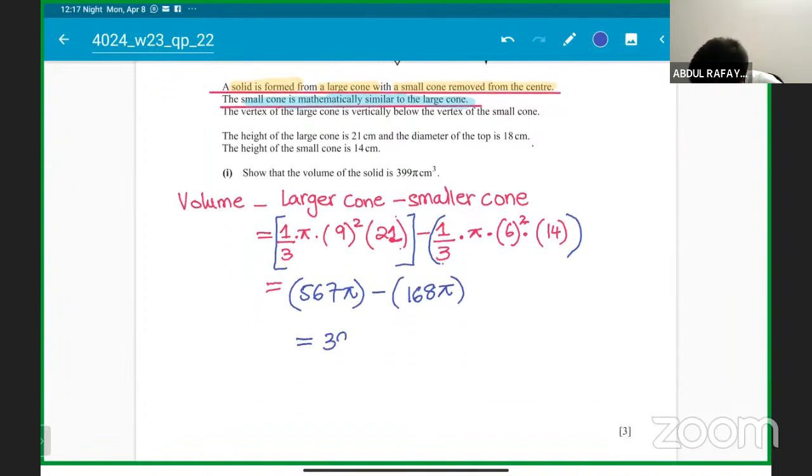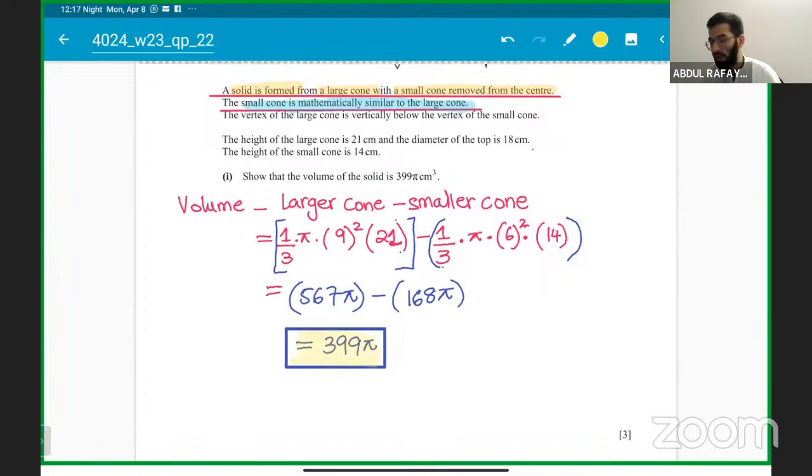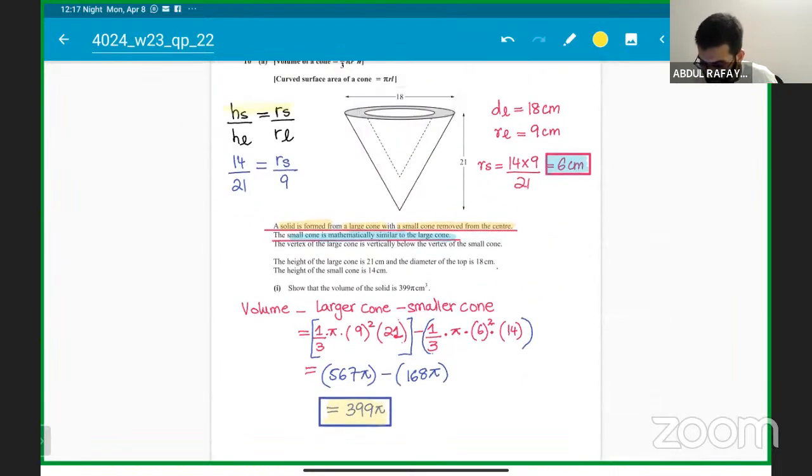Alhamdulillah, it's matching the correct answer. 399 pi is what we are getting. Okay, 399 pi. It's matching, and that's how you get 3 marks. Make sure this working is important, 1 mark is for this working 100%.